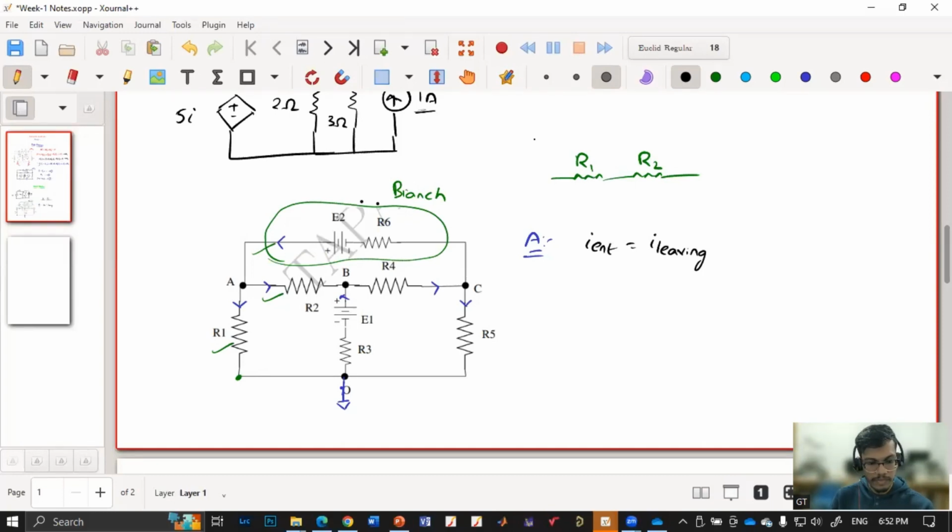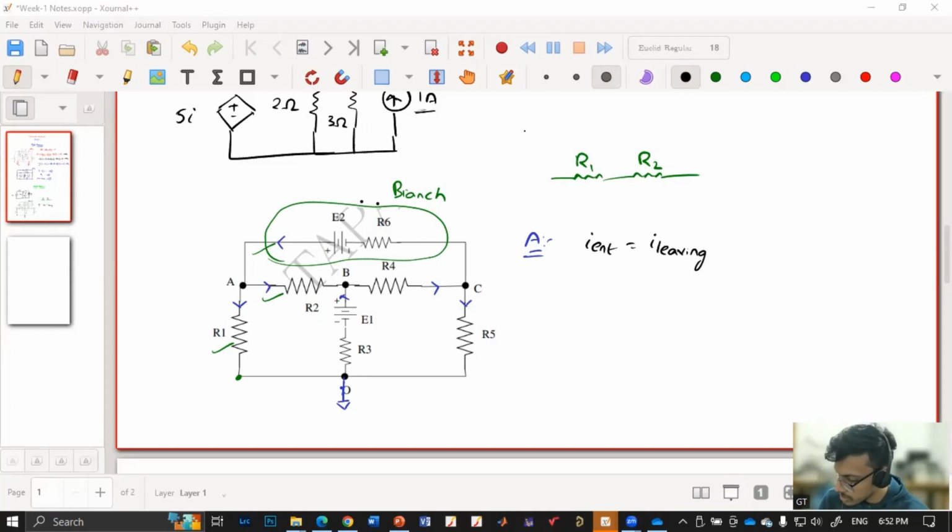A minus E2 by R. Okay. You are partially right. Branch has many elements like RLC with voltage or current source. Node is a junction where two or more elements will be connected. Loop means closed path. Yeah, you are right.